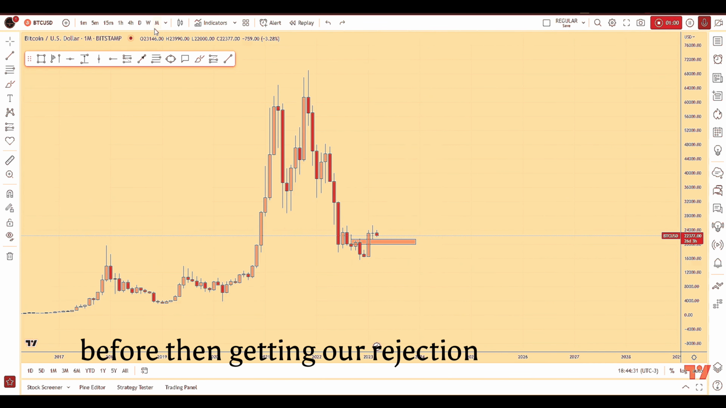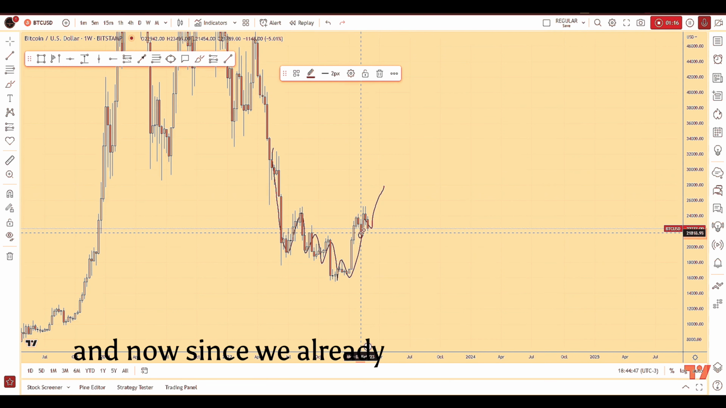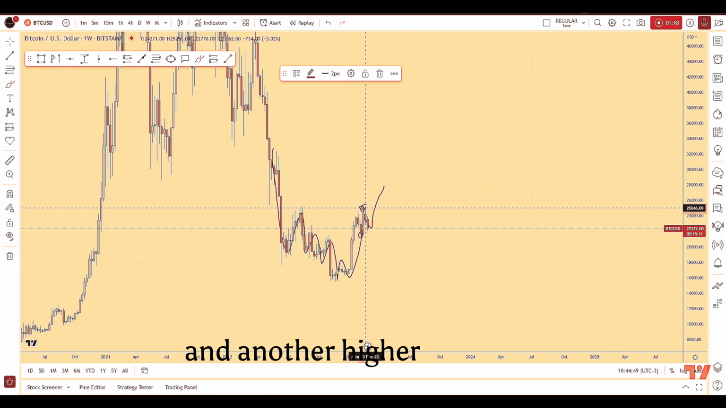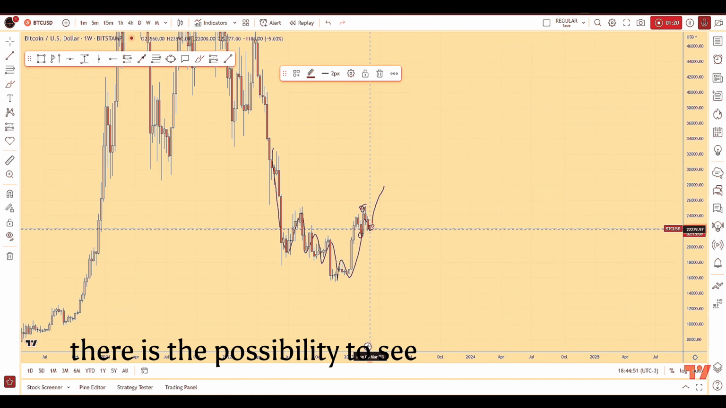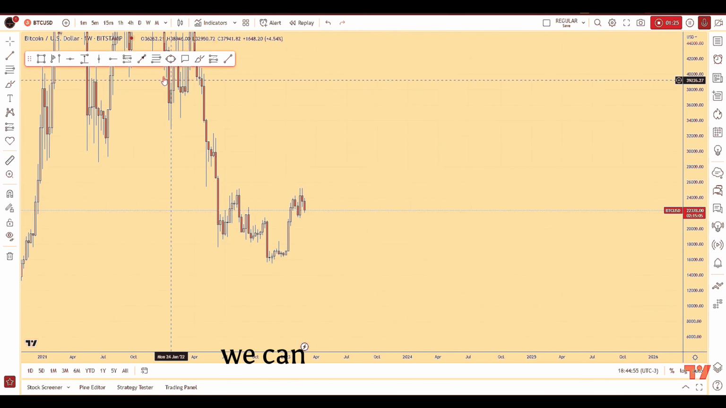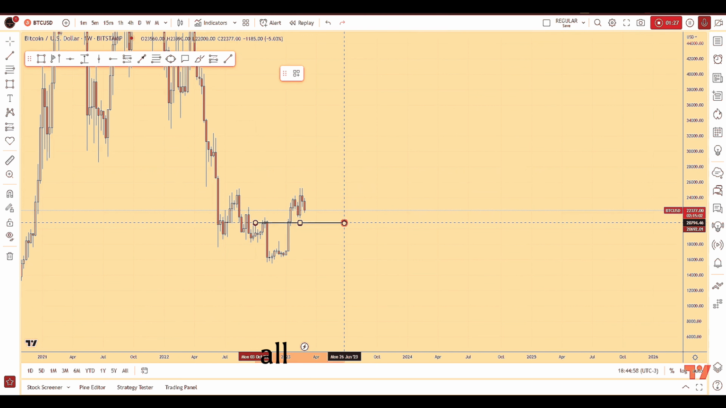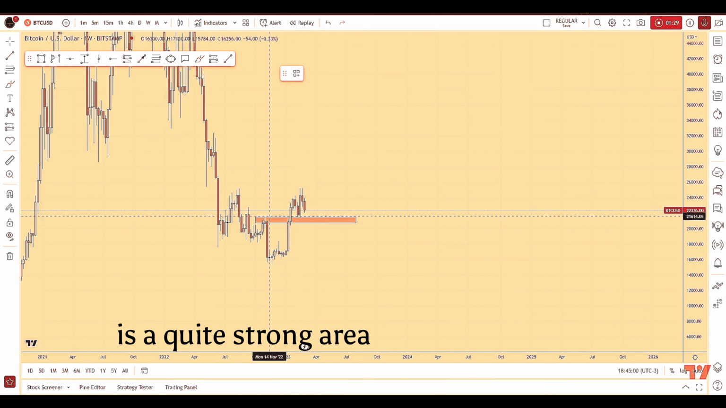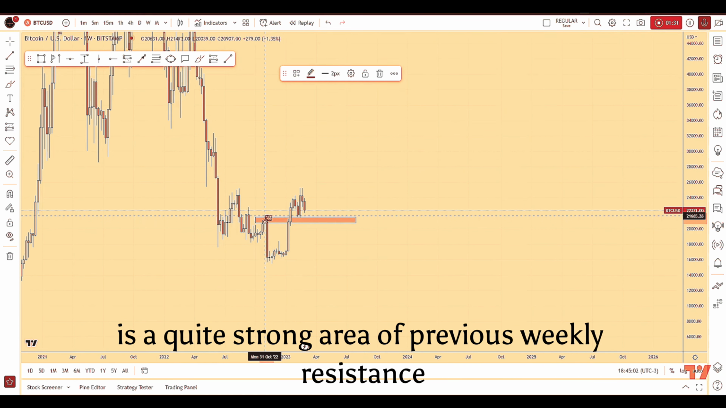Now, from a weekly perspective, we can see how the market has shifted from creating a series of lower lows and lower highs to now creating the first higher high. And now, since we already had a higher low here and another higher high here, there's the possibility to see another higher low be created around this zone. We can also notice how, if we look left, all this zone here is a quite strong area of previous weekly resistance from which all this move to the downside was created, which is now turned support at this level.